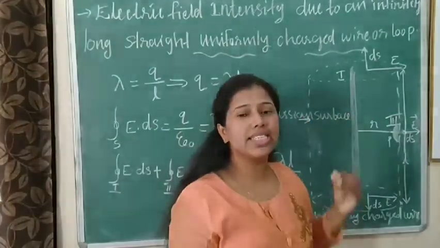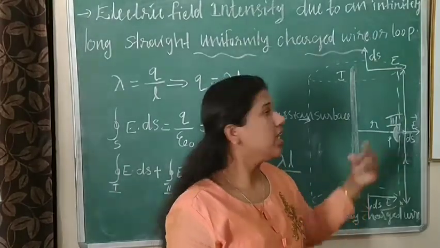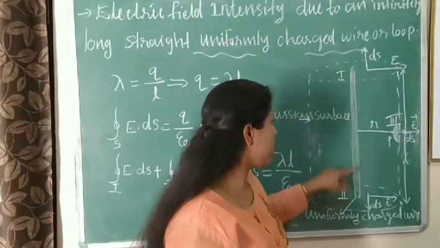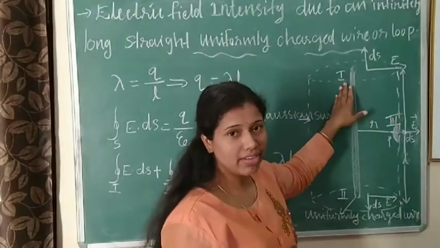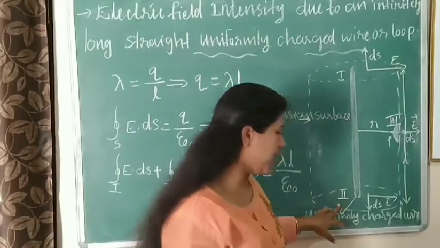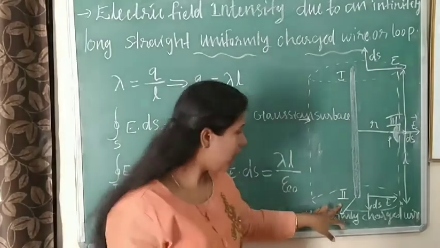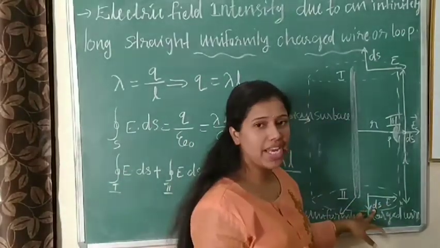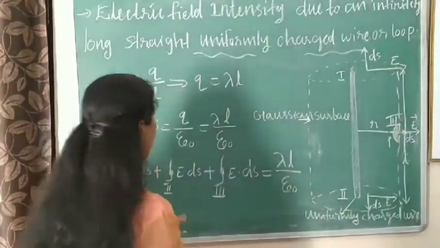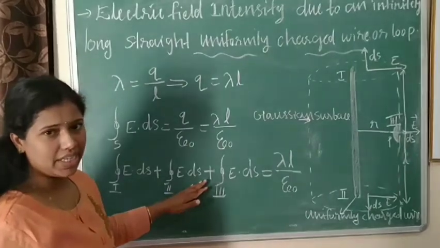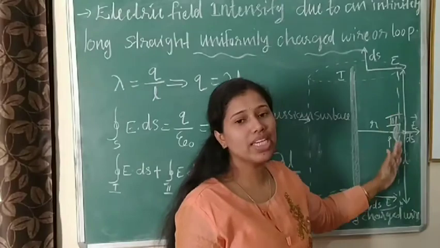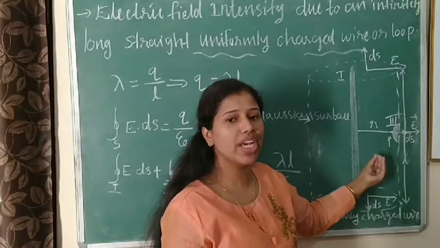Here theta is the angle between E and ds. Three cases are there. In the first and second cases, the electric field and the area vector are perpendicular, 90 degrees. Here also 90 degrees. So for the first and second cases the angle is 90 degrees. Then we can substitute. The third case is the curved surface of the cylinder.